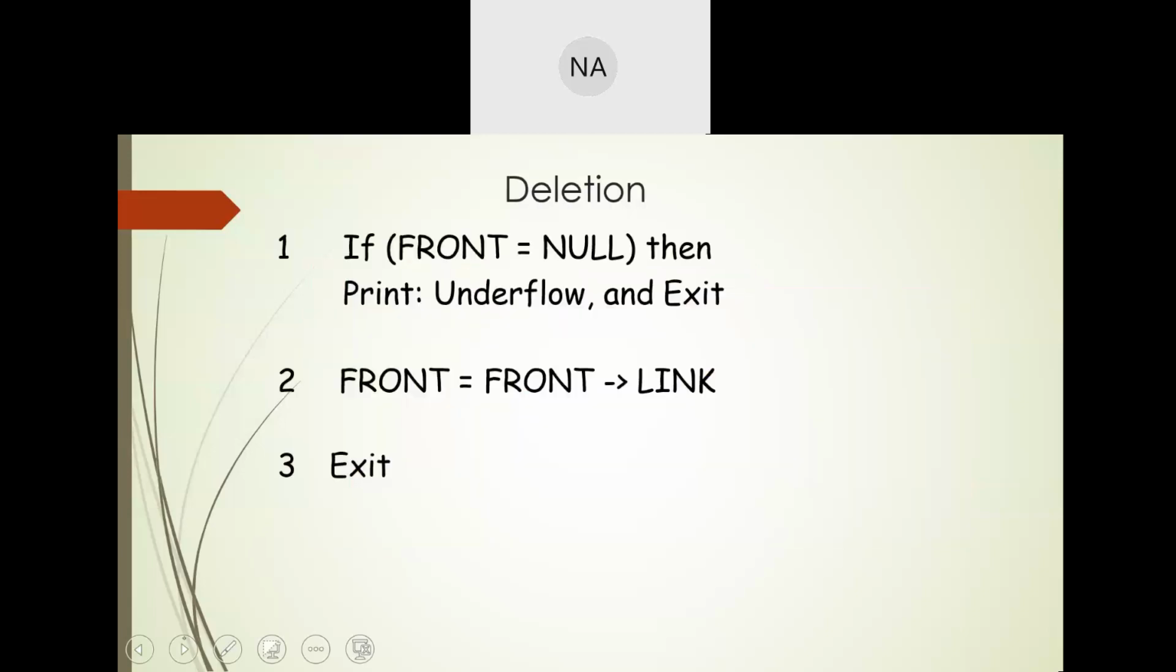Now the deletion algorithm. Deletion is comparatively simpler. Simply check for the underflow. If the list is empty, then obviously you cannot delete, so underflow and exit. And if there are some elements, then simply set front equal to front link. The front pointer will point to the next node. So the first node at the front side is deleted, and this completes the deletion algorithm.